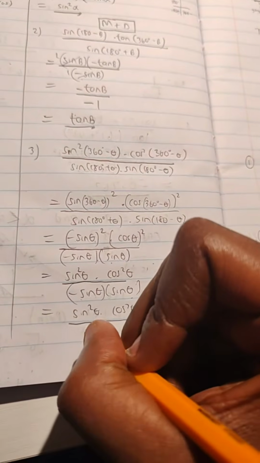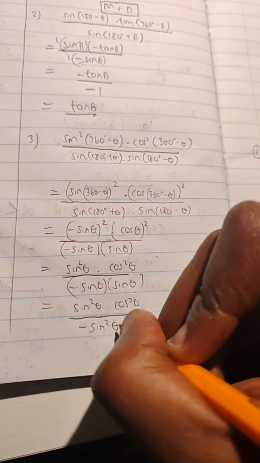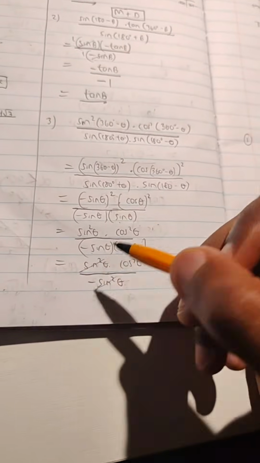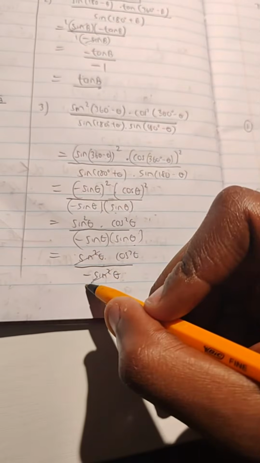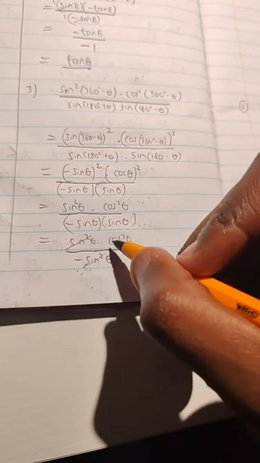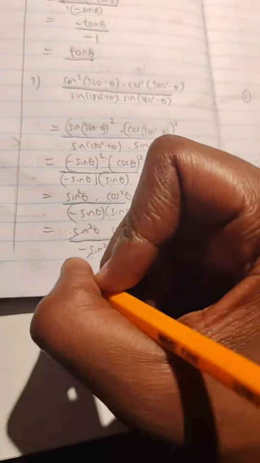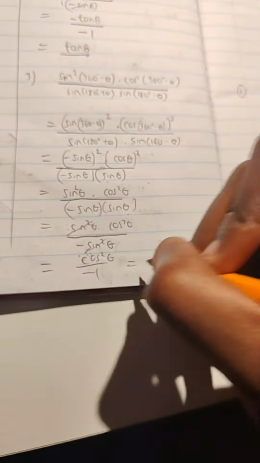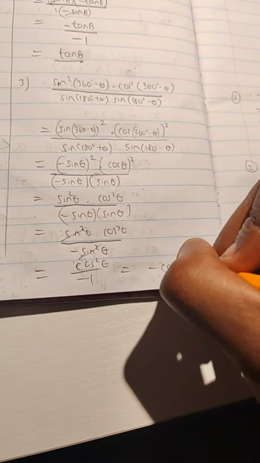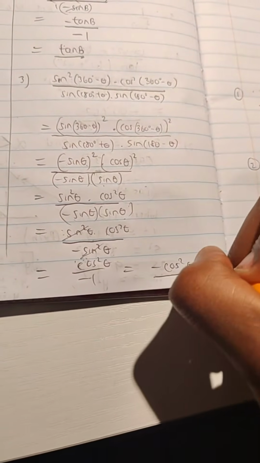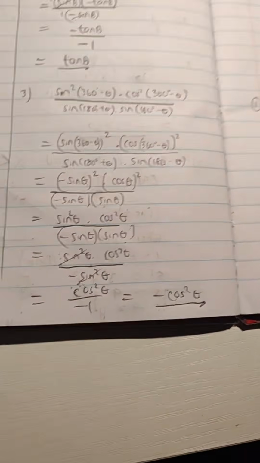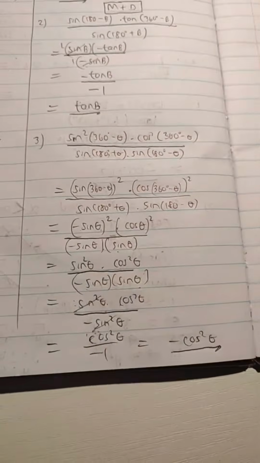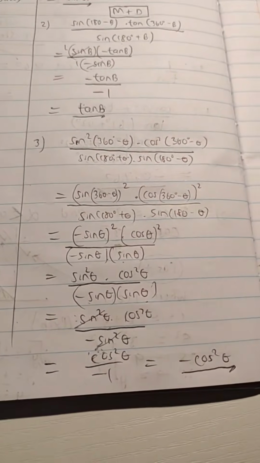Negative sine theta times sine theta gives me negative sine squared theta. So I'm sure you can see that these two cancel out, but a positive divided by negative gives you a negative. Positive times positive is positive, times negative is negative. So final answer, we have cos squared theta over negative 1. You divide both, you get negative cos squared theta. So by doing this, I'm trying to explain.